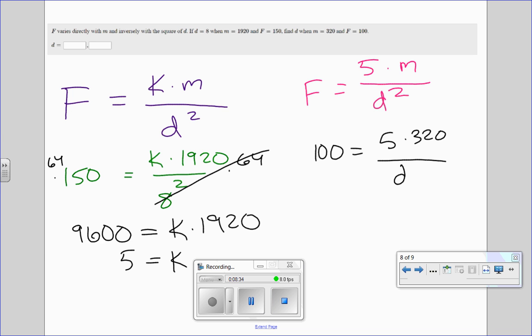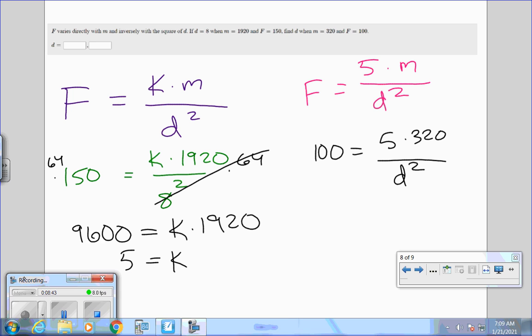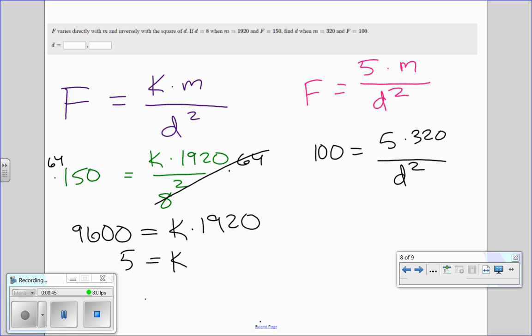So a lot of you were emailing me asking, why do they have 2 blanks for D? They have 2 blanks for D because D is D squared. Anytime you're solving for D squared, you're going to be using square roots and getting 2 answers. So let's go over here and find that answer.